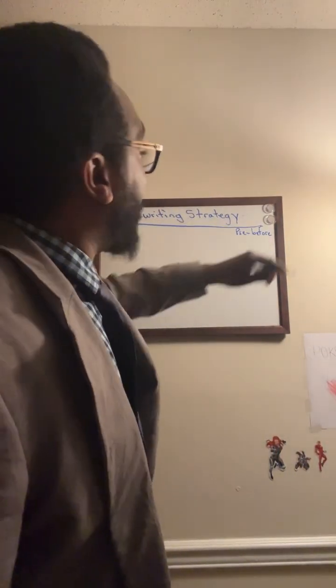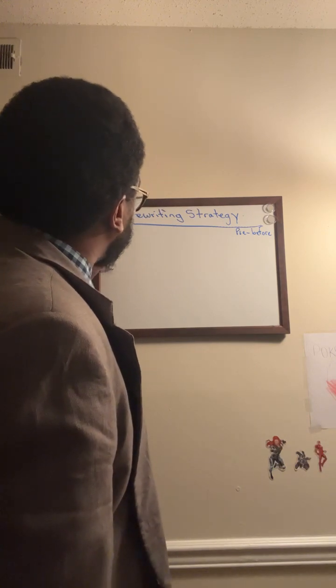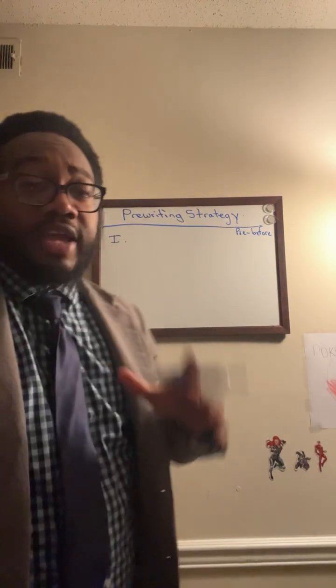So let's talk about a pre-writing strategy. Okay? We're writing a 5-paragraph essay. I like to use an outline. And on the outline, I've got 5 Roman numerals.